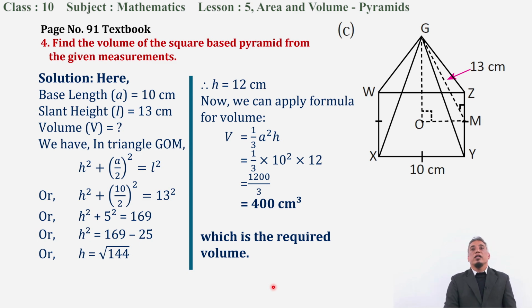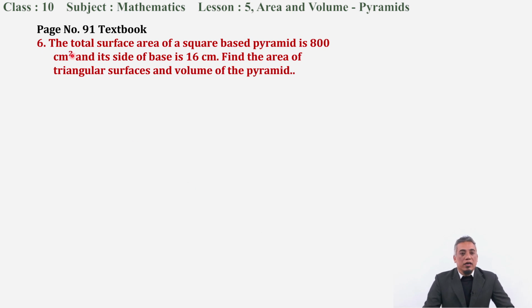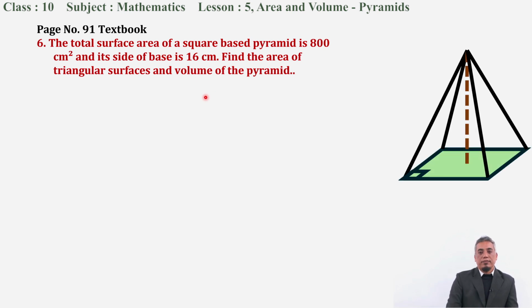Okay students, now we have got another question. It's again from page number 91 of textbook. It reads, the total surface area of a square base pyramid is 800 centimeter squares and its side of base is 16 centimeter. Find the area of triangular surfaces and volume of the pyramid. So figure was not given, we have drawn figure here.